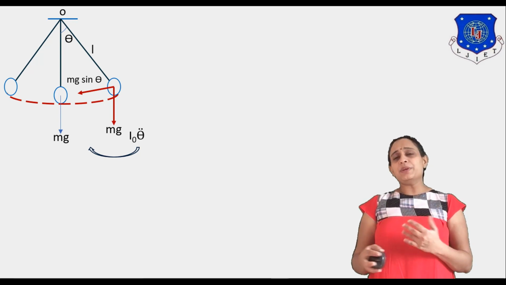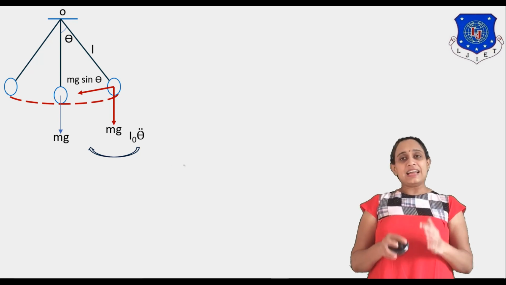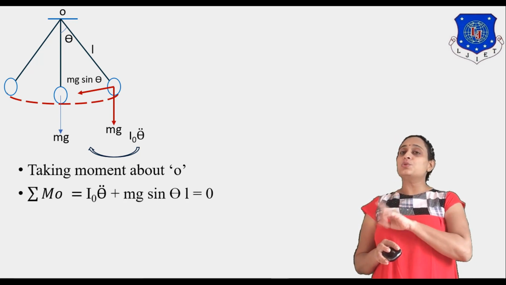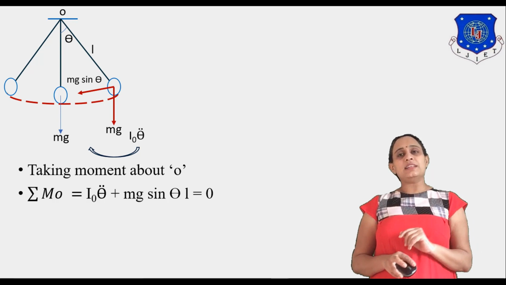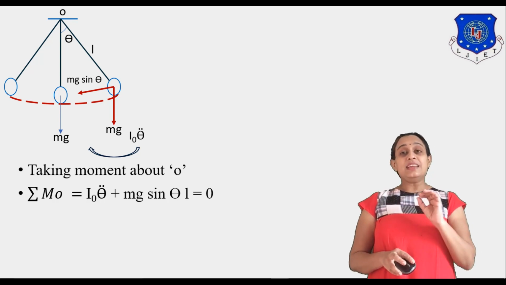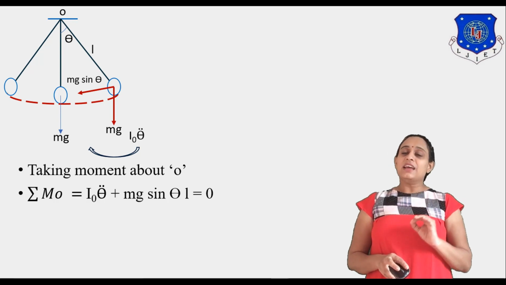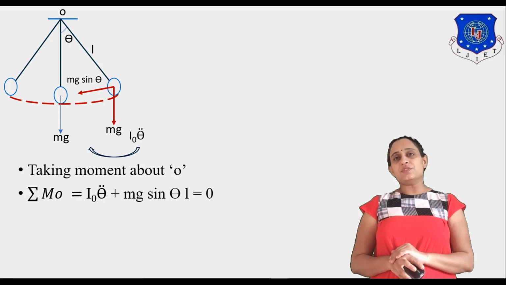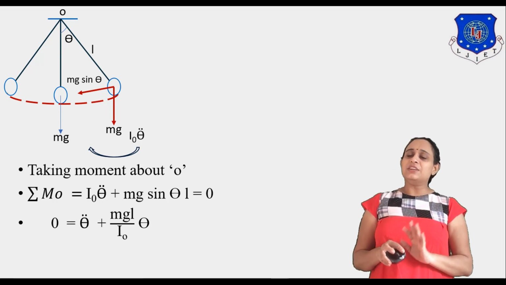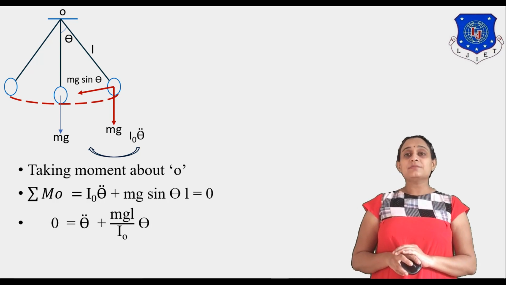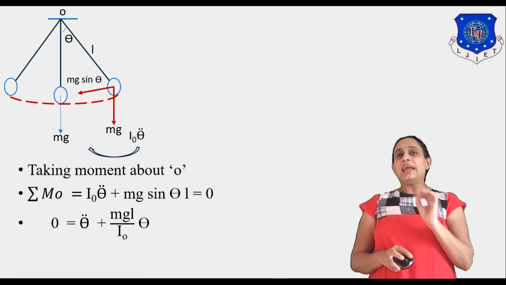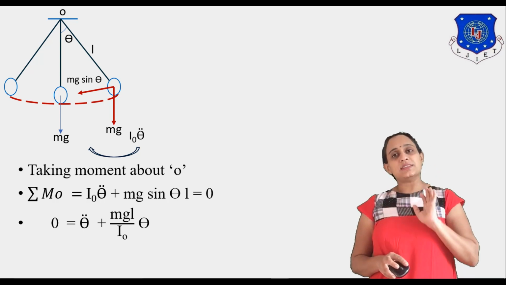If we take moment about O, what do we get? I0 theta double dot plus mg sin theta into L is equal to 0. L is the total length. Because it is vibration, the angle is very small, hence we can write theta instead of sin theta. If we divide by I0, we get 0 is equal to theta double dot plus (mgl upon I0) theta.